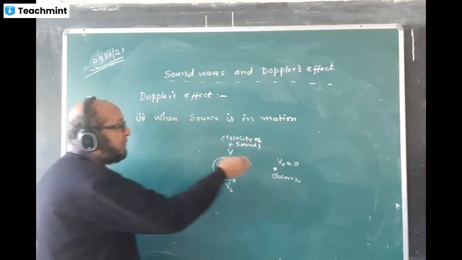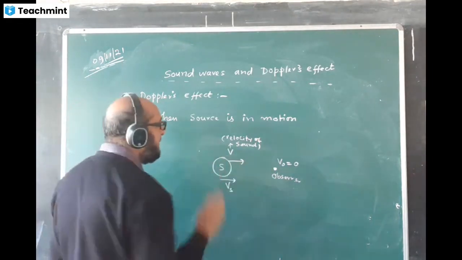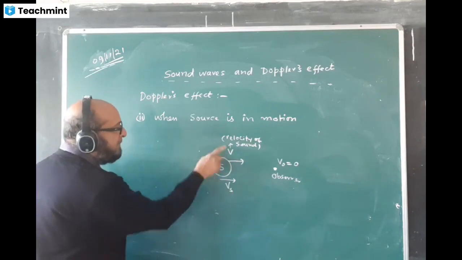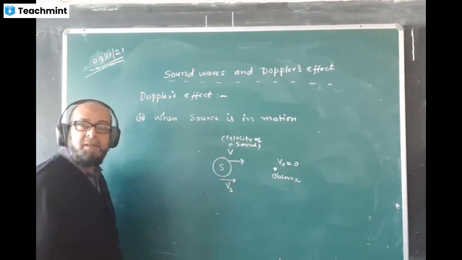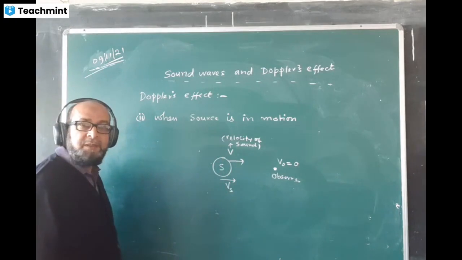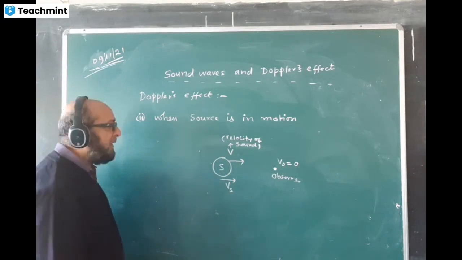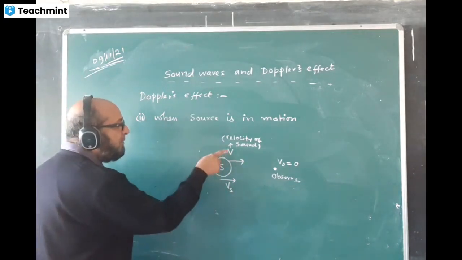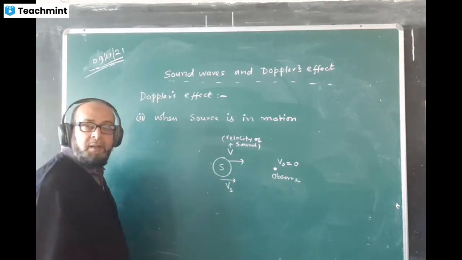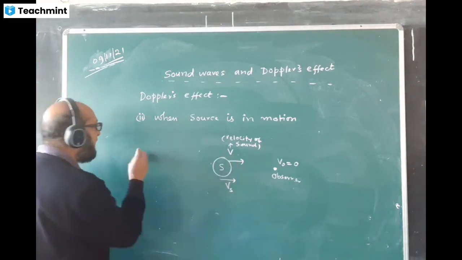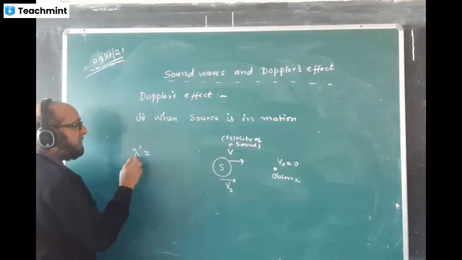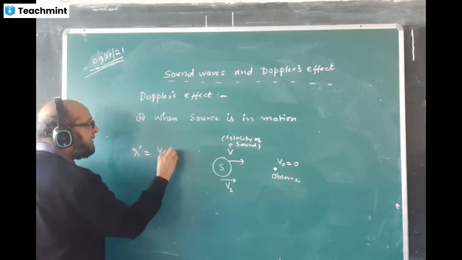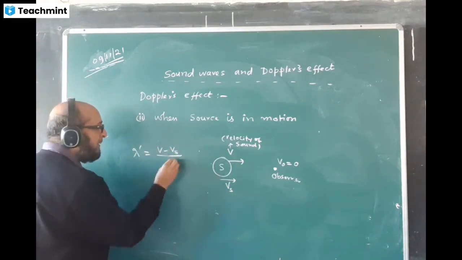And here, you see this V and this Vs, are they in the same direction or opposite direction? They will always be in the same direction. So the relative velocity will be V minus Vs. And this time the wavelength will be different. We write here lambda dash, the apparent wavelength formula, velocity V minus Vs by f.